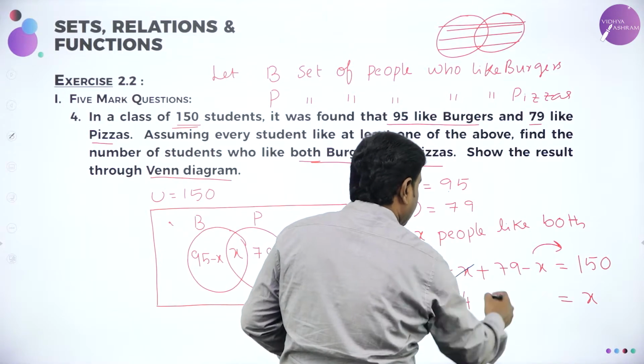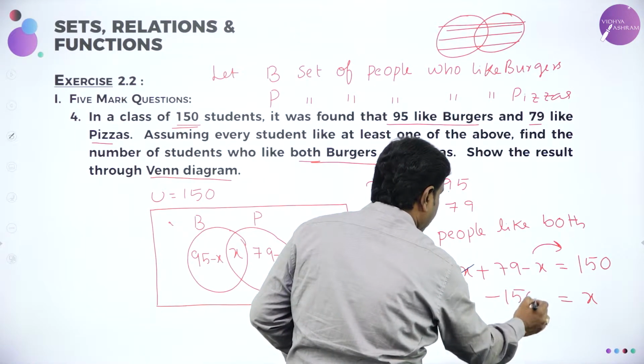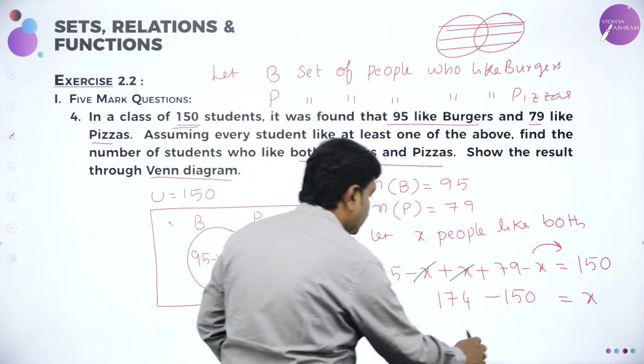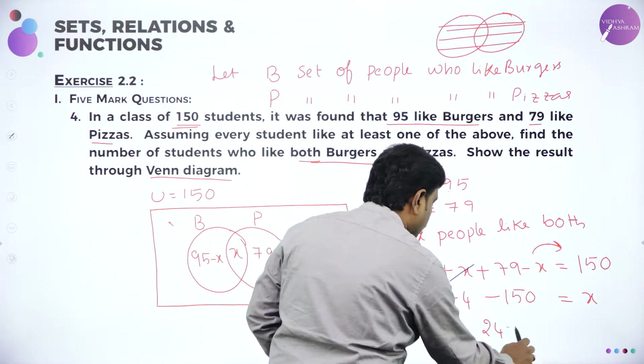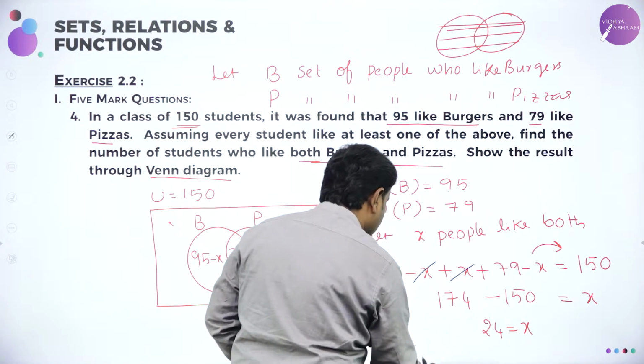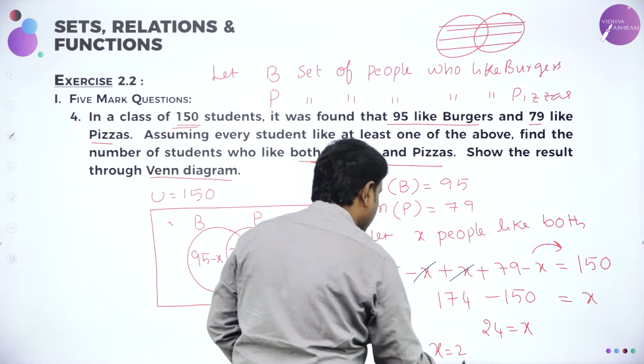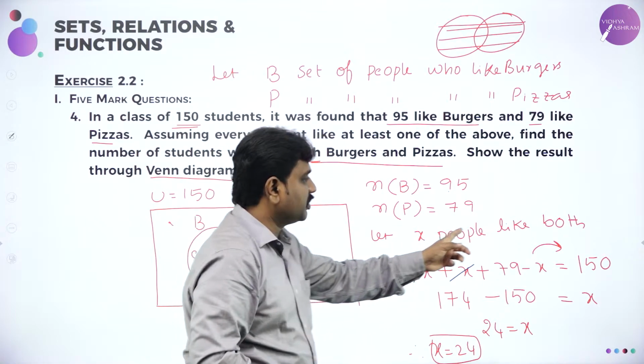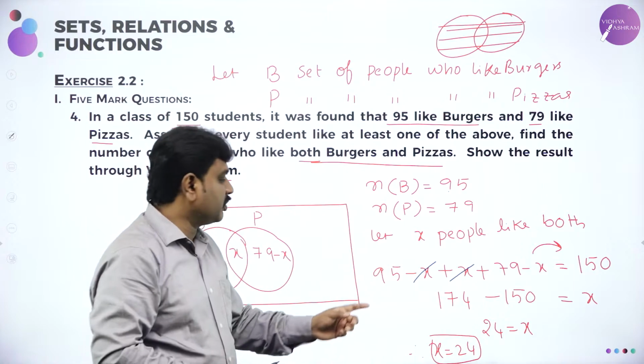174. Bring 150 this side, it will become minus 150. So 174 minus 150 is what? 24. So 24 is what? X. Therefore x is equal to 24. What is meant by x? What is our assumption? Let x be the people who like both.